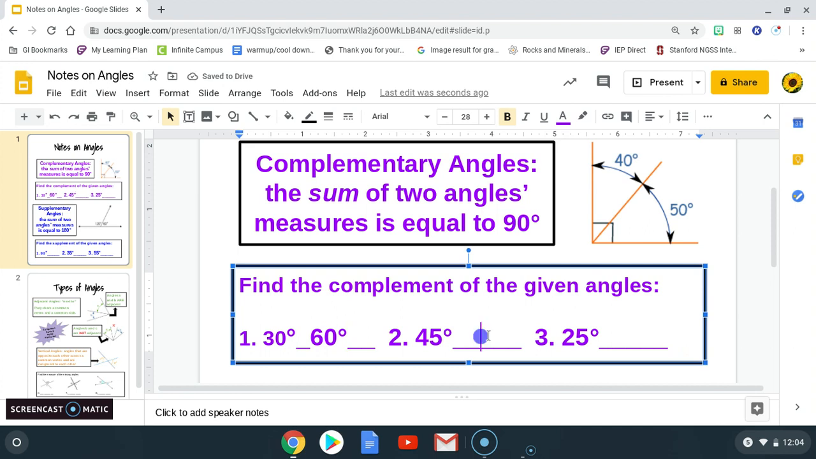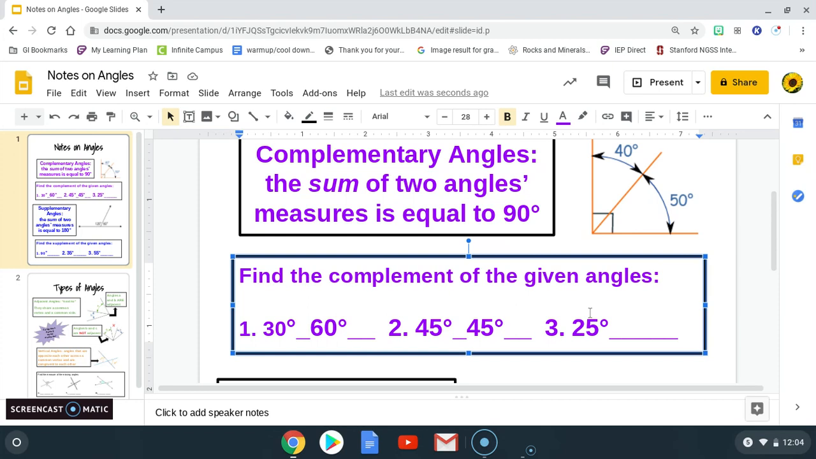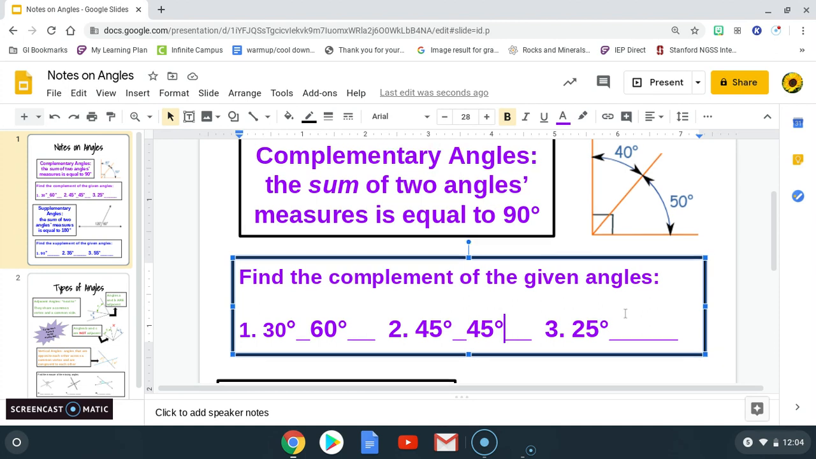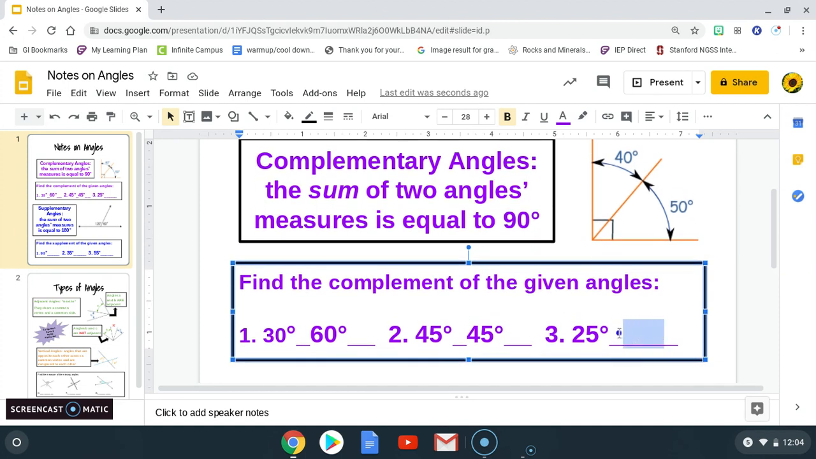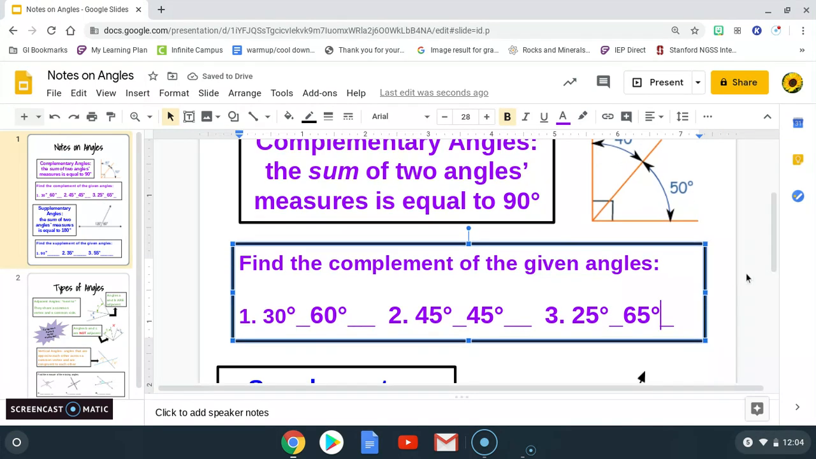Okay, so then you'd have to figure out what's the complement of an angle that's 45. So 45, you would take 90 minus 45, and that would give you 45. Which just means if this one said 30, this one would be 60. And if this one says 45, this one's 45, because they have to add up to 90 if it's a complementary angle. And then if we have an angle that's 25 degrees, we would do 90 minus 25, which gives us 65 degrees. So that's how you find the complement of angles.